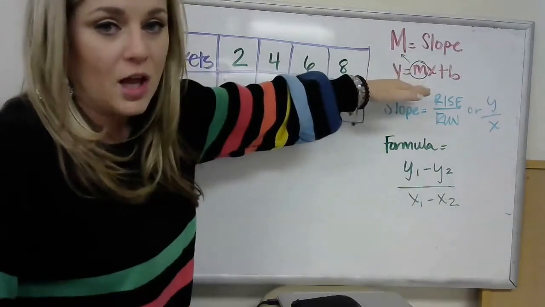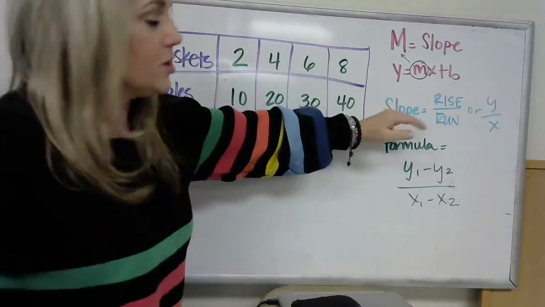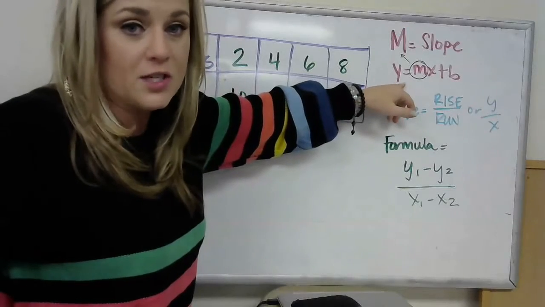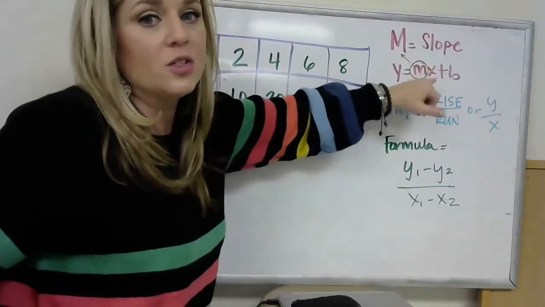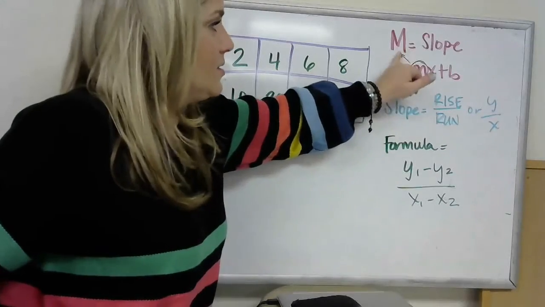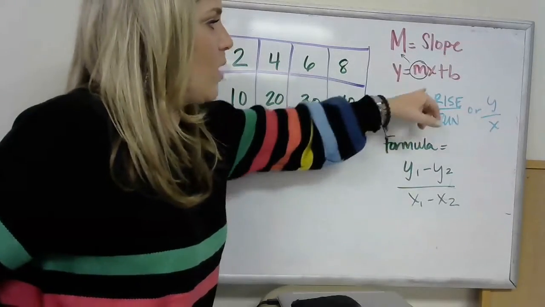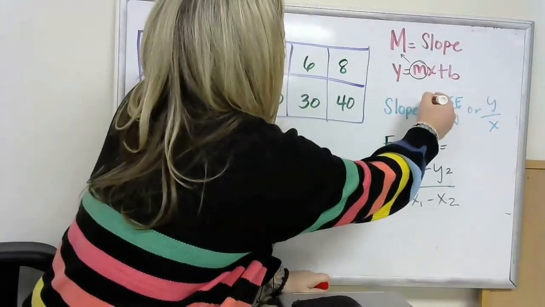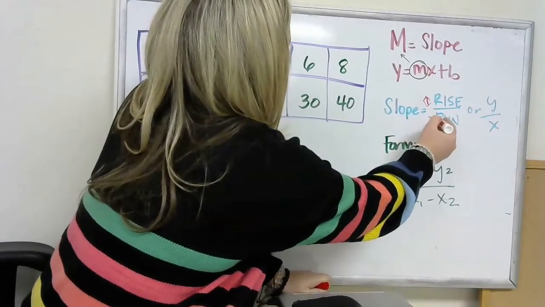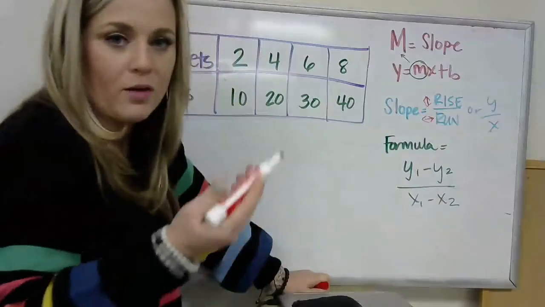So m is equal to slope, when you're talking about slope-intercept form, where it's y equals mx plus b. So the m is the slope, okay? Slope is also rise over run. You've got to go up and down before you go left to right, okay? Or y over x.